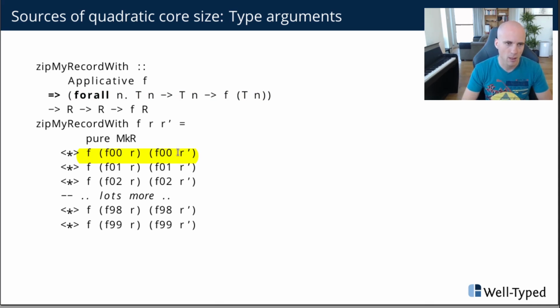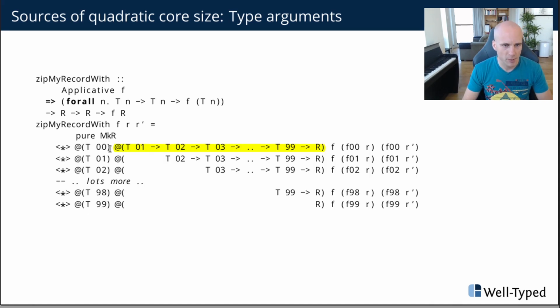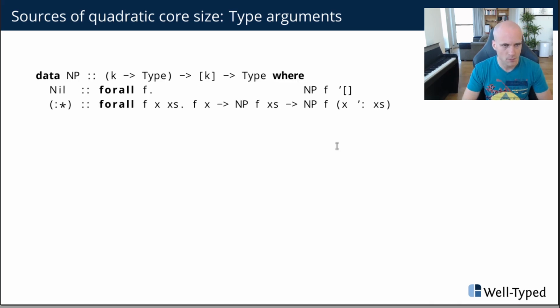That's expected. However, if we look at this in core, each of the applications of the app operator, the applicative app operator, has a type argument. That type argument tells us the types of the arguments that we get to apply. That argument is itself linear in the size of the record, right? First we have all the fields, then 1 less, then 1 less. And so this means that although we have 100 lines, each of those 100 lines is itself linear in the size of the record, and so this function all by itself is quadratic in size.